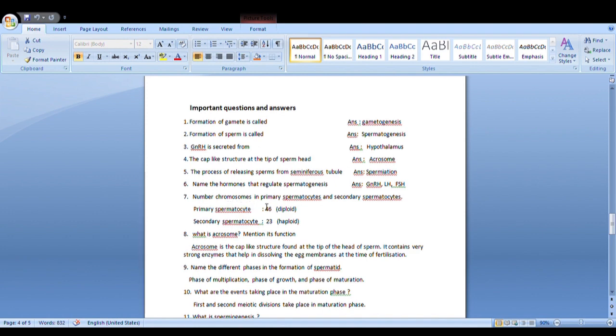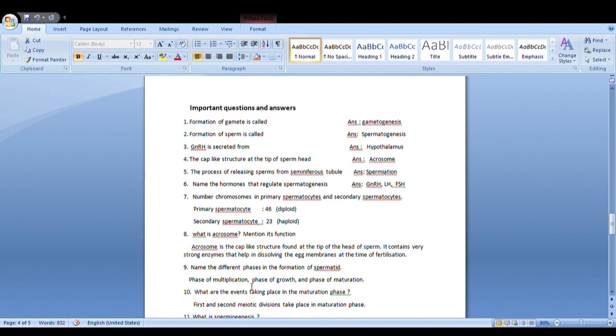Number of chromosomes in primary spermatocytes and secondary spermatocytes. Primary spermatocyte contains 46 chromosomes that are diploid. Secondary spermatocyte contains 23 chromosomes, haploid. What is acrosome? Mention its function. Acrosome is the cap-like structure found at the tip of the head of sperm. It contains very strong enzymes that help in dissolving the egg membranes at the time of fertilization.